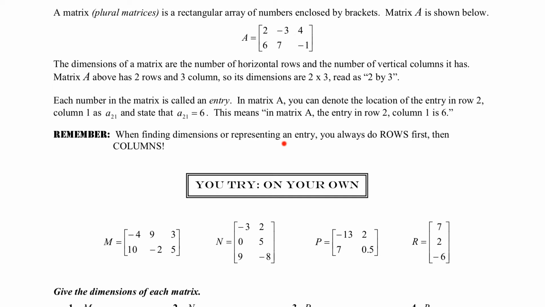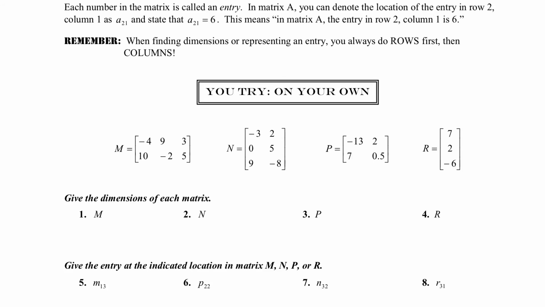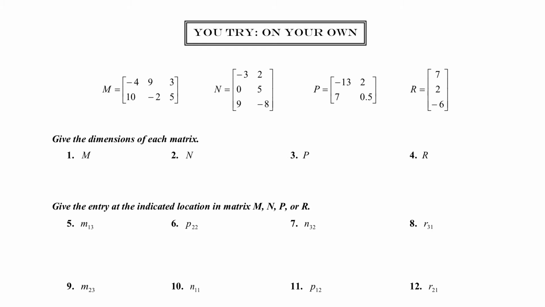And this is really, really, really important. When you're finding dimensions, you always do rows first, then columns. So if I say A2,3, it's going to be row 2, column 3. So it would be -1 there, okay? When we talk about the dimensions of a matrix, we're just talking about how many rows and columns it has. So in this matrix, it has 2 rows and 3 columns. So M is a 2 by 3 matrix.